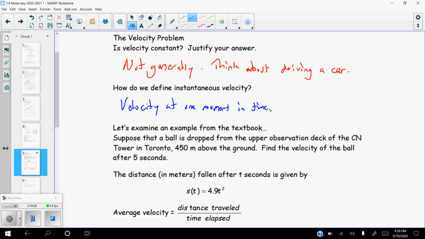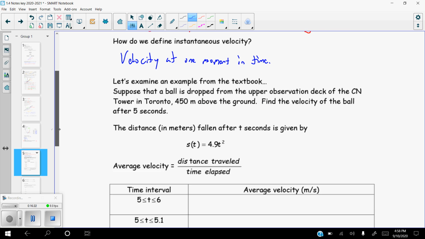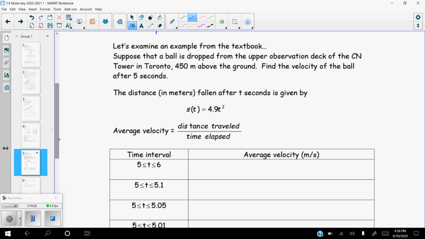So we're going to take a look at an example here from a textbook, and it's actually from the textbook that we use, or at least it used to be. I don't know if it's still in there anymore.